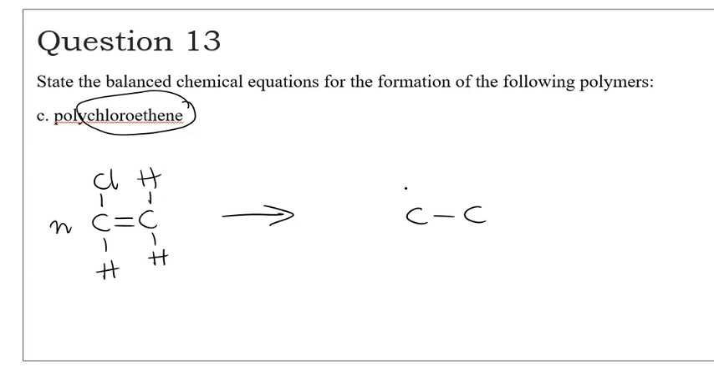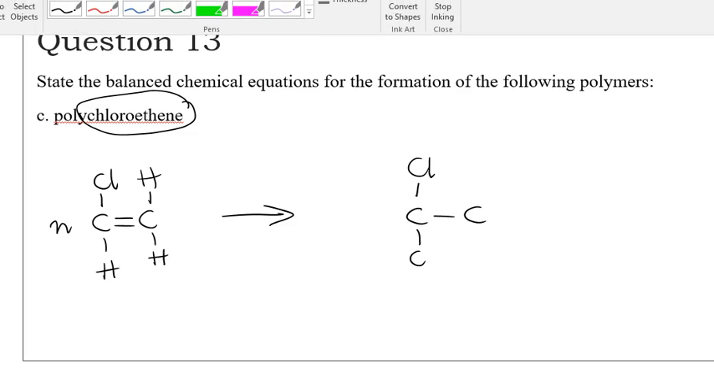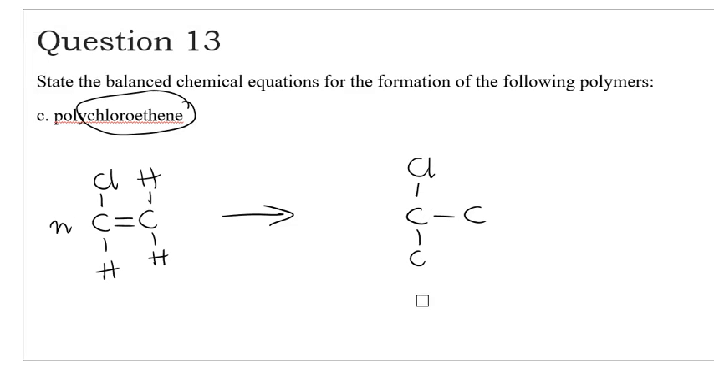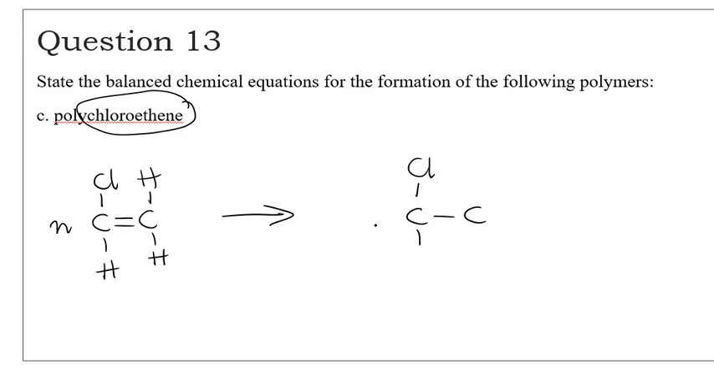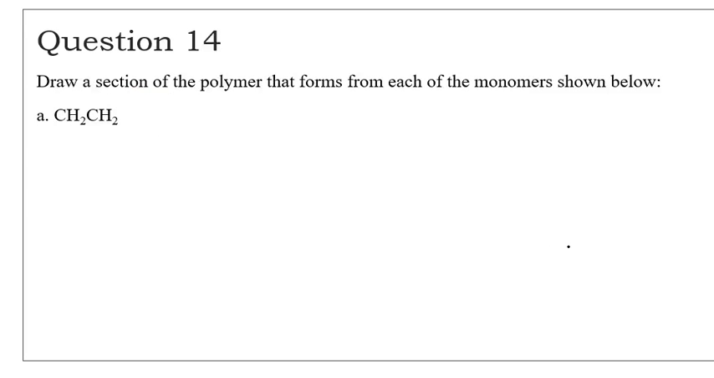And all I need to do is to break the double bond, and then I will literally just have this monomer being repeated throughout the entire polymer. This is not a very difficult case, I think. So there you go. Okay, that's 13.